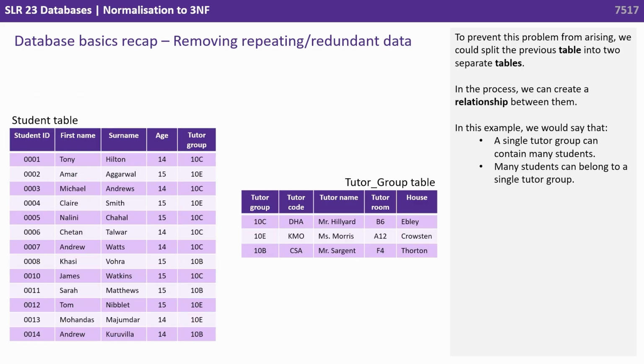To prevent this problem from arising, we could split the previous table into two separate tables. In the process, we can create a relationship between them. In this example, we would say that a single tutor group can contain many students, and many students can belong to a single tutor group.